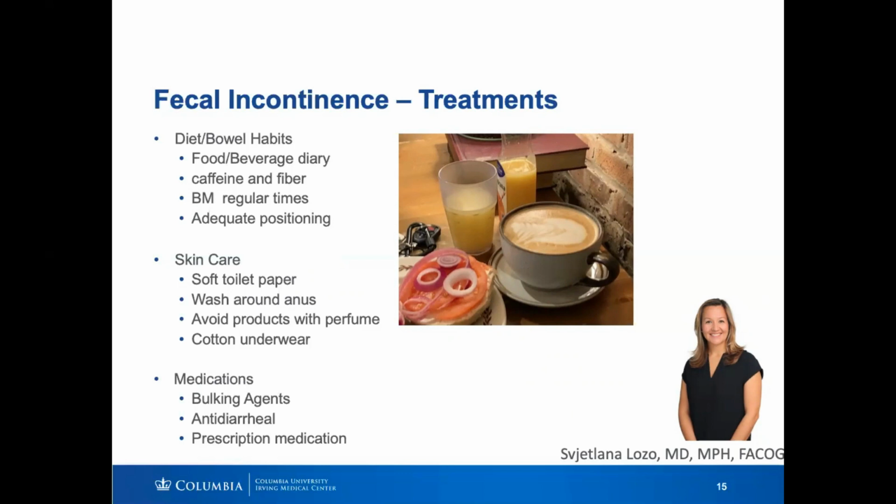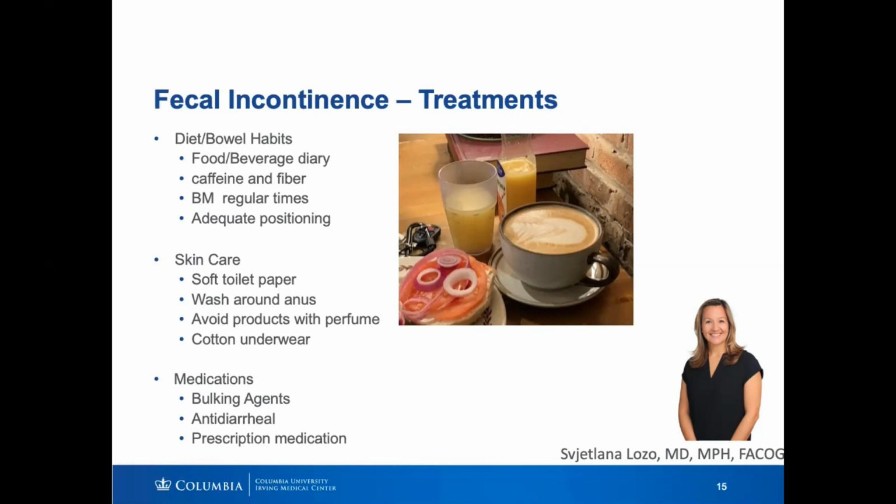Some of the treatment options for fecal incontinence center on skincare. So we encourage use of soft toilet paper, washing around the anus when possible, avoiding products with perfumes and therefore avoiding the skin irritation, as well as encouraging use of cotton underwear.